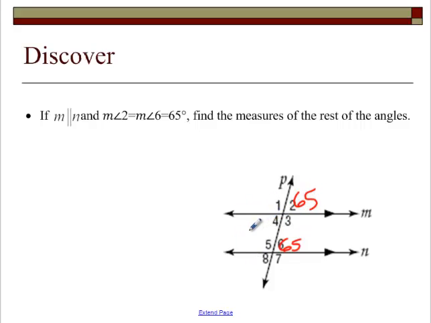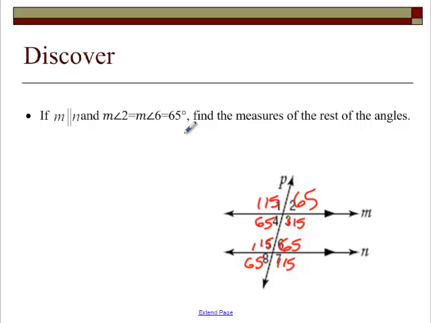I know 2 and 4 are vertical angles, which makes that 65 as well. Since 6 and 8 are vertical, that's 65 as well. Now, 1 and 2 are a linear pair, so 115 plus 65 add up to 180. Same down here, 65 and 115, 65 and 115.